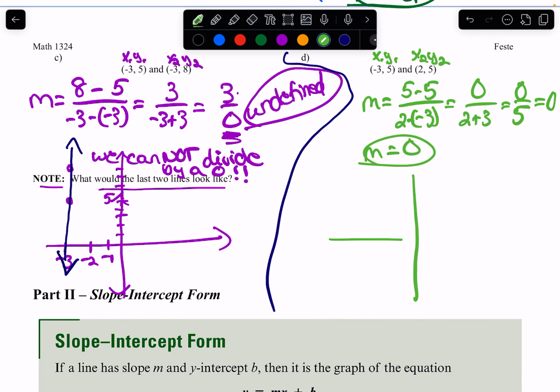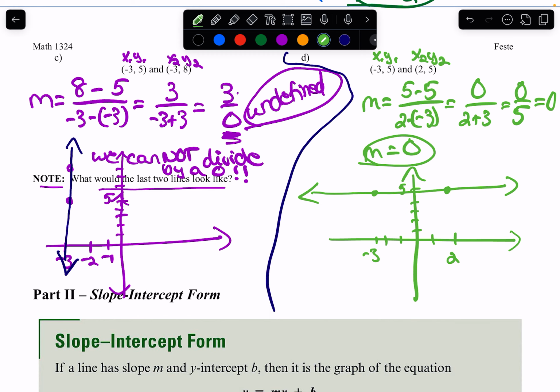Okay, so let's graph it. We have a negative 3, 1, 2, 3, and 5, 1, 2, 3, 4, 5 is over here. So that's our point. And then we have 2, 5. There's our line, which is a horizontal line.